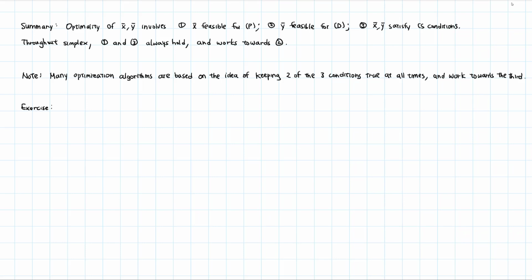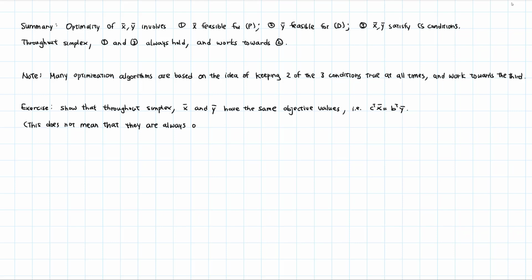Finally, as an exercise, try to show that throughout simplex, x bar and y bar have the same objective values. That is, c transpose x bar is always equal to b transpose y bar. And of course, this does not mean that they are always optimal. And that concludes our discussion on the links between CS conditions and simplex.